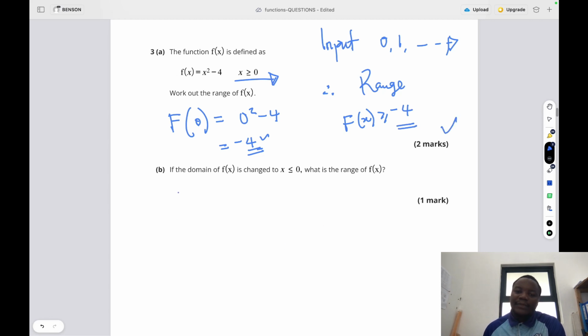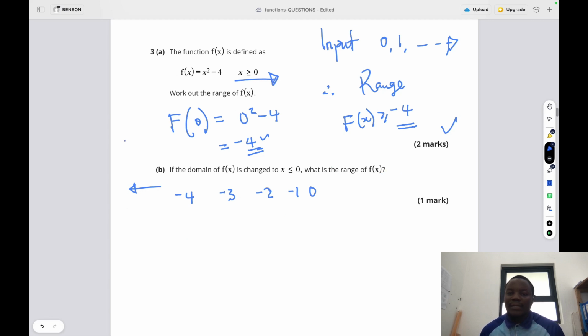Now let us look at B. If the domain of f of x is changed to x being less or equal to 0, what is the range of f of x? This question is actually a very simple question. Now they are changing the numbers to say, if you were to start from 0 and you kept going negative 1, negative 2, negative 3, negative 4, and so on into the negative direction, what would be the minimum value of f of x that you can get?